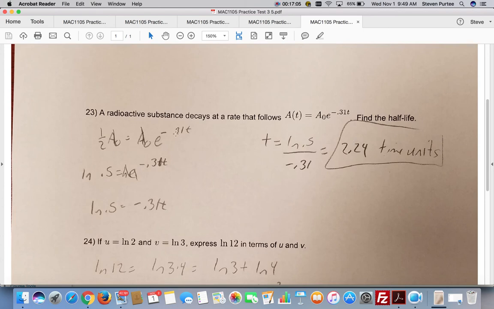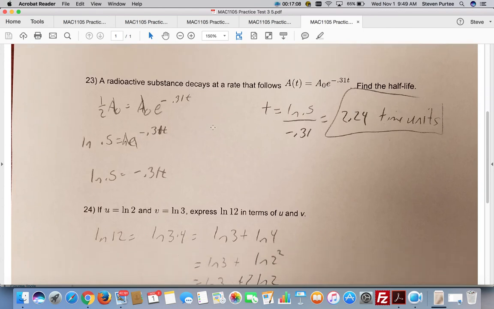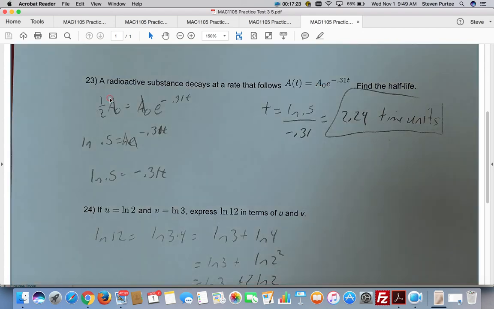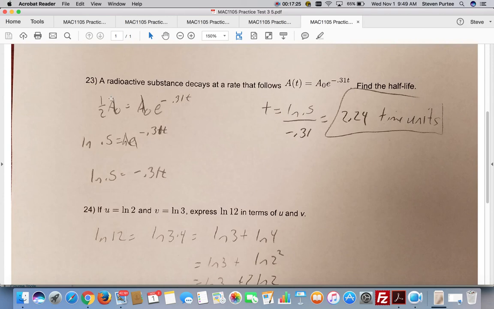Number 23, we're doing radioactive decay. I want to know the half-life, meaning when I have half of my initial amount. How much do I start with? I start with A sub 0. That's my initial amount. So after a half-life, I have half of that remaining. I have half of A equals to the function. Those A's cancel out, so I get a 1/2, which is just 0.5, equals e to the negative 0.31t.